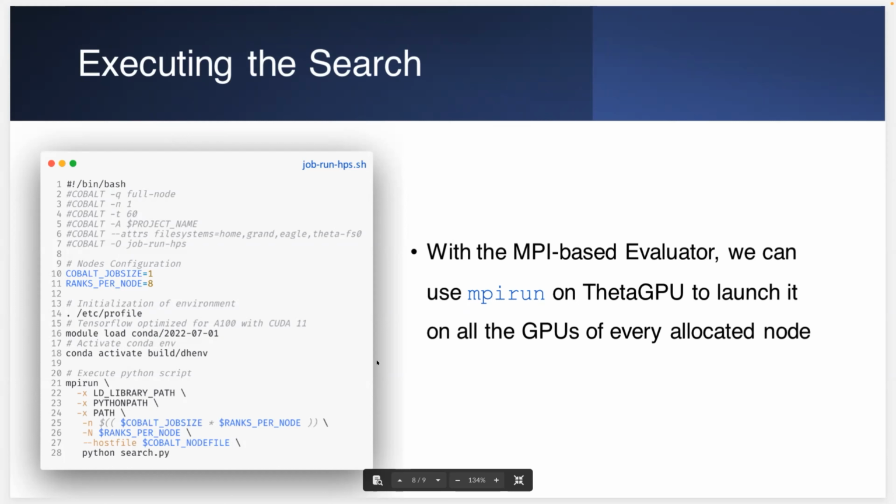Once you've done that, you need to set up your environment to make sure that you have DeepHyper loaded into your current environment. And then with that, you can just run mpirun and distribute this search problem across all of your ranks.